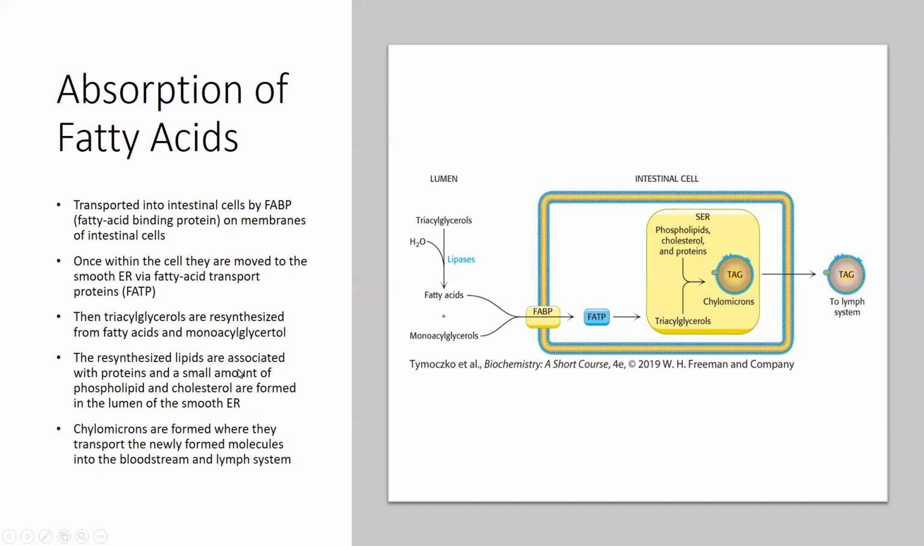The resynthesized lipids are then associated with a protein, and a small amount of phospholipid and cholesterol, in the lumen of the smooth endoplasmic reticulum. That's where your chylomicrons are formed, which transport all the newly formed molecules of your fats to the external tissue and system. As we saw with our test question Tuesday, chylomicrons transport our digestive triglycerides to the body. Whichever ones aren't used or stored go to the liver, along with those other products.